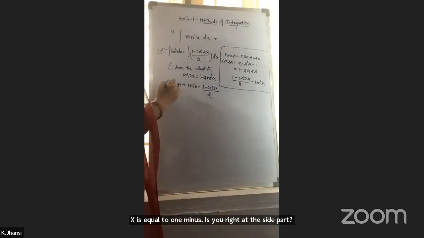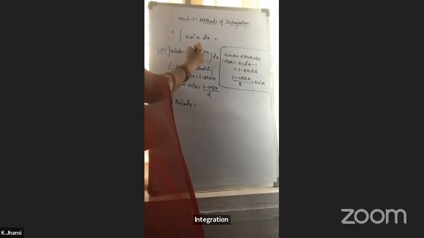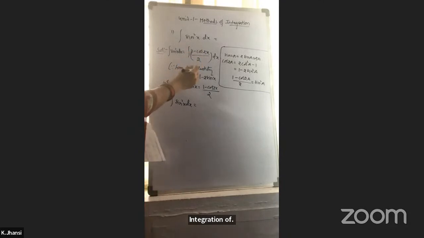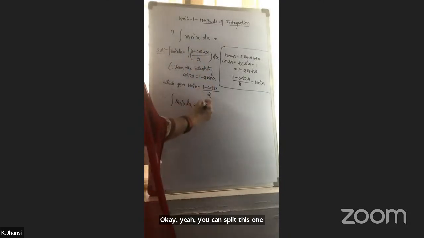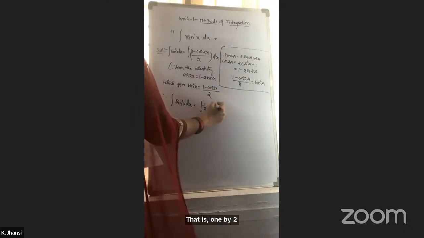So therefore, integration of sin square x dx is equals to... Okay. Here you can split this one. Just now we have seen the properties, no? From the properties, that is 1 by 2 minus cos 2x by 2.